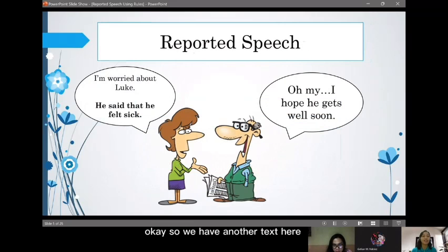Okay, so we have another text here about a conversation between two persons. So we have here the lady who was talking with the sick person earlier, and then she is talking with another guy. Maybe this guy is around their neighborhood. So can anyone please read the conversation between these two?